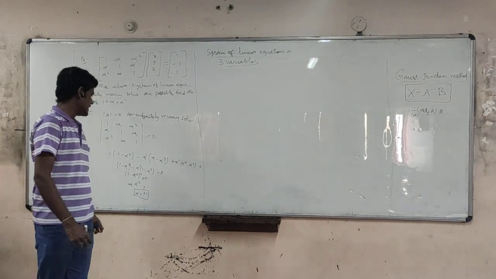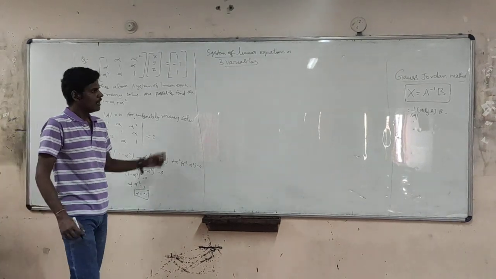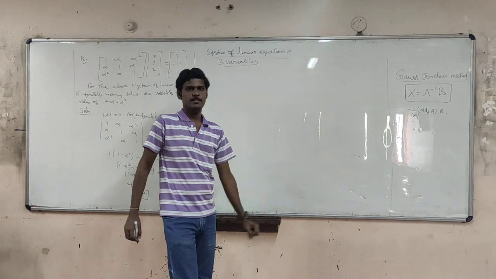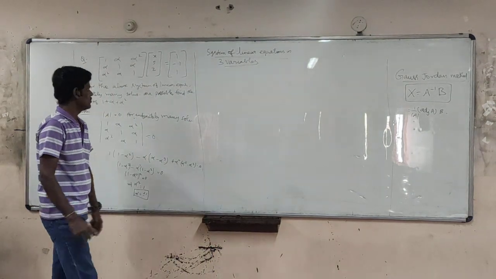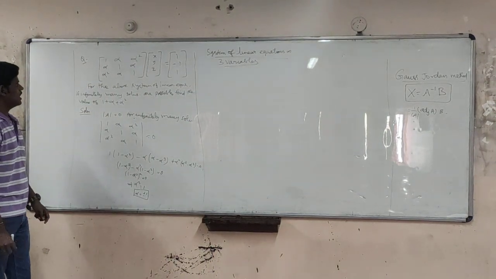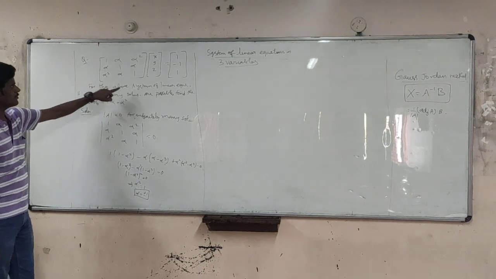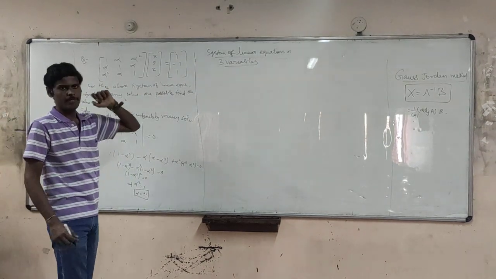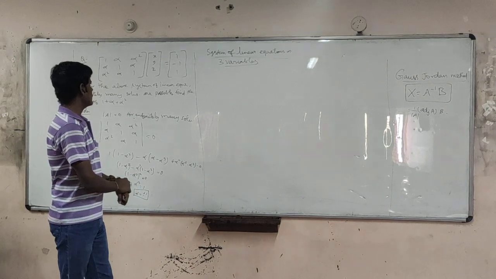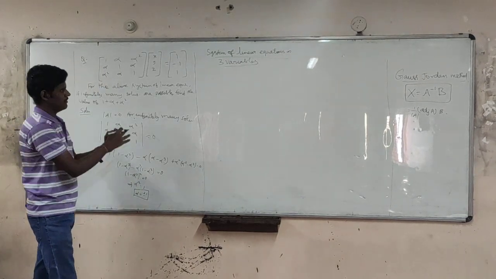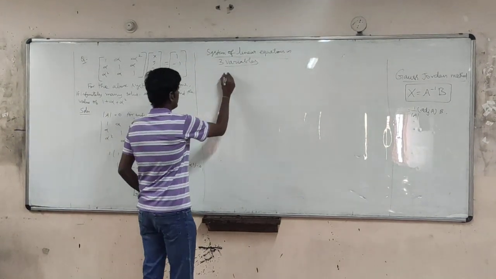Right. So what is the case for us? Adjoint A into B is equal to 0. We have to find adjoint A and B. But when we do that, then we have a big problem. I will explain why.